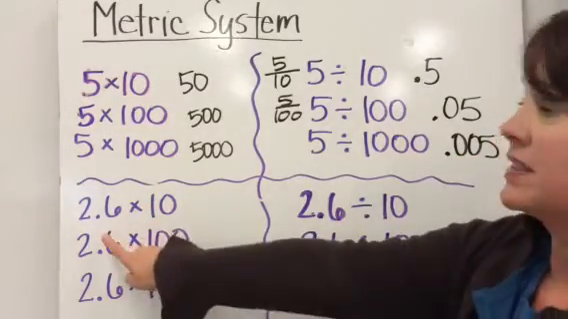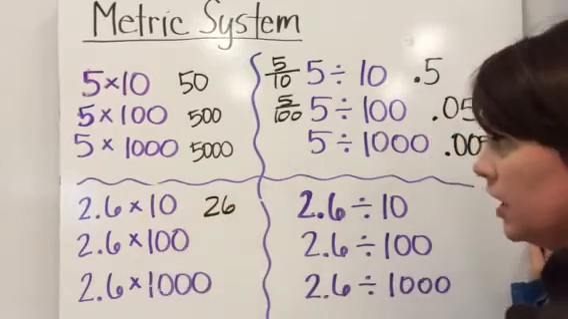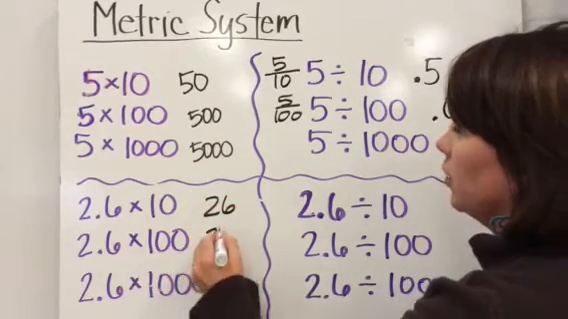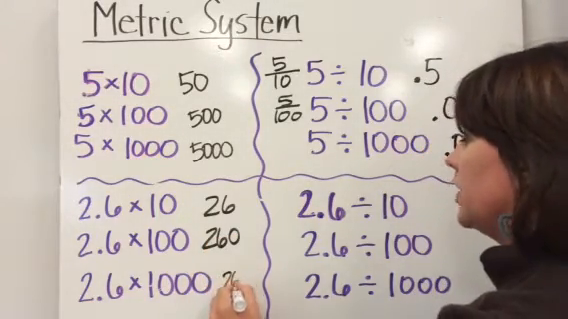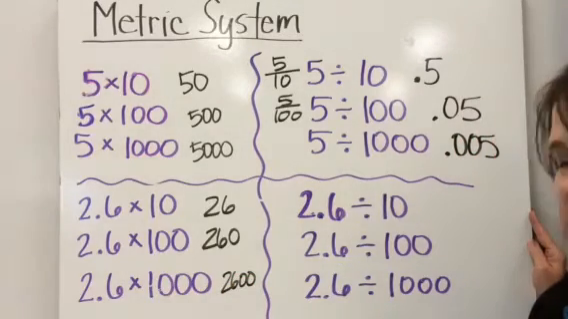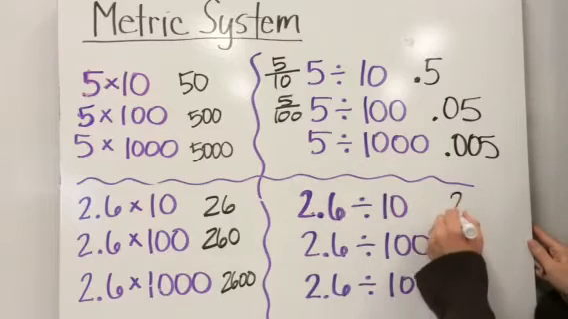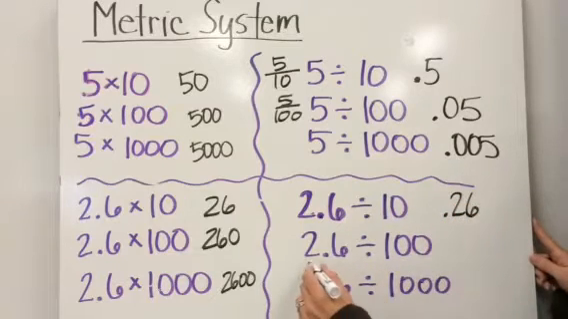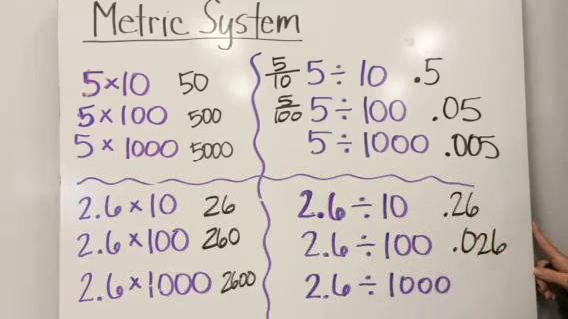When you multiply 2 6/10 times 10, you get 26. 2 6/10 times 100 would give you 260. And 2 6/10 times 1,000 would give you 2,600. When you divide 2 6/10 by 10, you get 0.26. 2.6 divided by 100 is 26 thousandths, and 2.6 divided by 1,000 is 26 10,000ths.